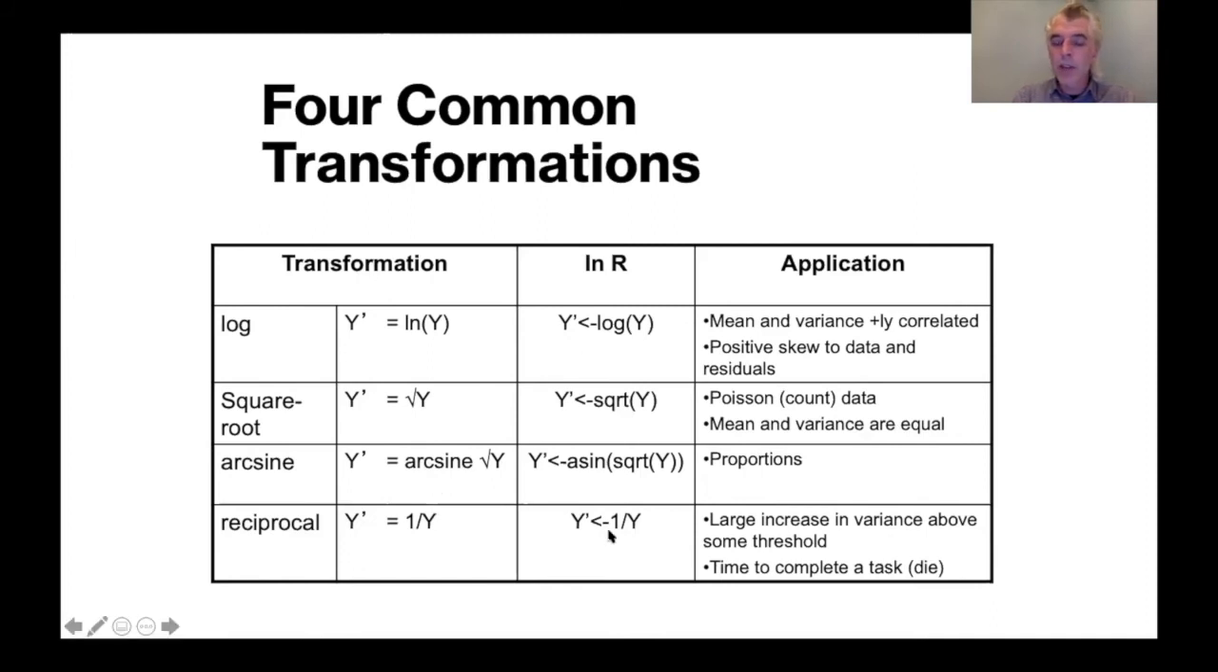And the final type of transformation that I'll mention here is a transformation that's appropriate for time to event data, how long it takes for something to happen. So how long it takes for an animal to die, or how long it takes to complete a task. And with this sort of time to event data, an inverse or reciprocal transformation where we take 1 divided by our original observations to get our new transformed variable tends to work well for normalizing these types of data.